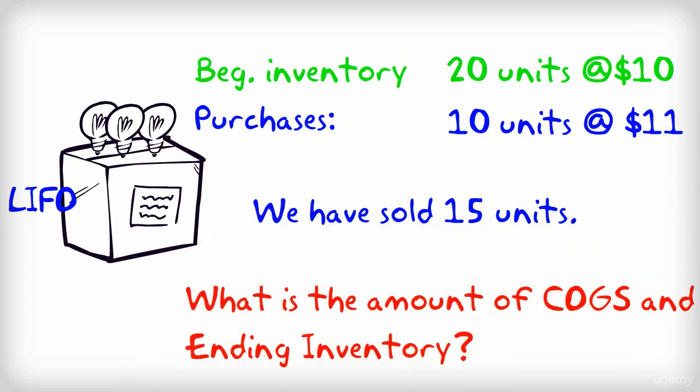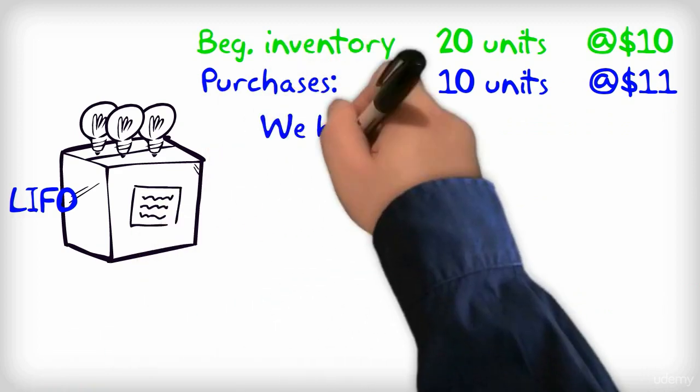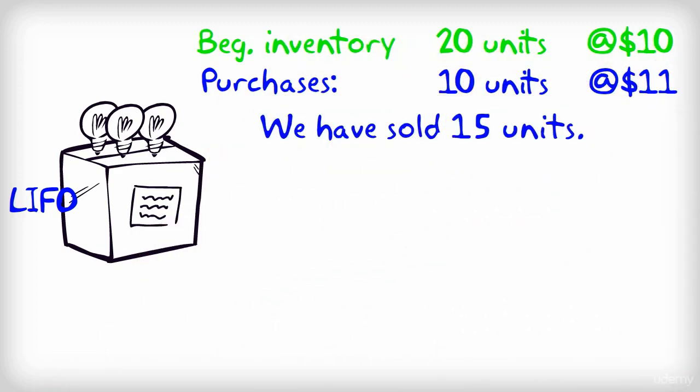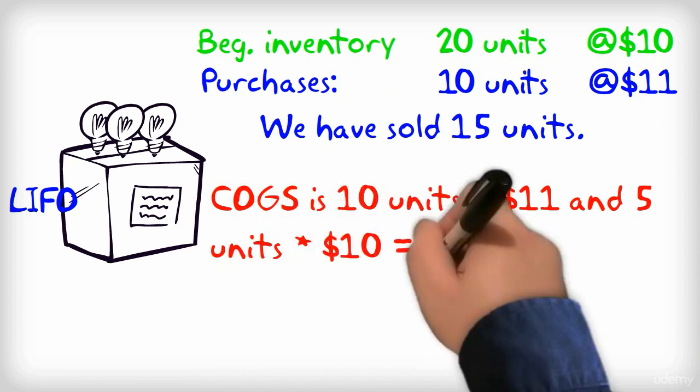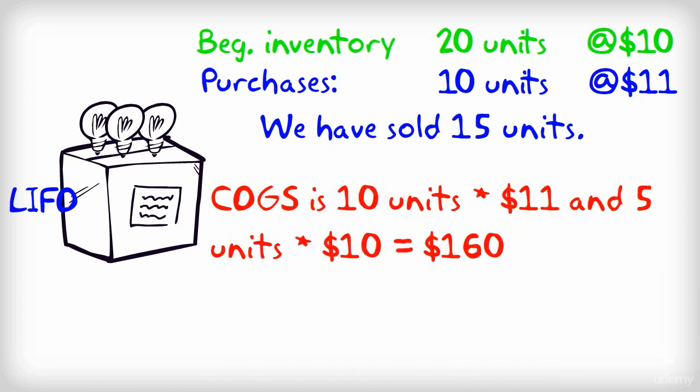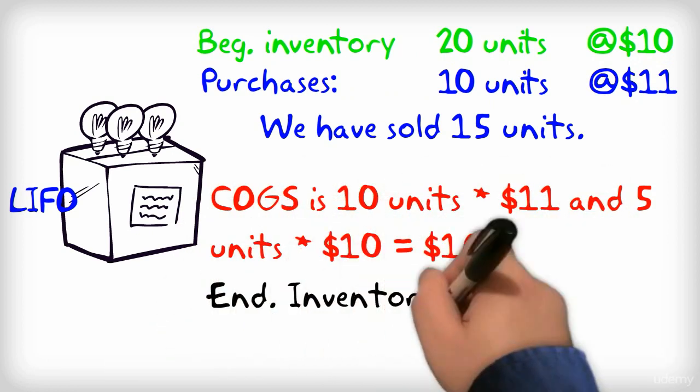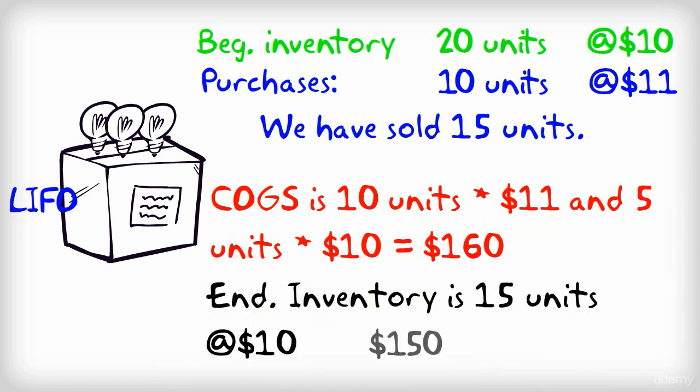So under LIFO, whatever we have bought last is the first to be sold. Since we have sold 15 units, that means we have sold 10 units at the price of 11. We bought these last, remember? And 5 units at the price of 10, for a total of 160. The ending inventory is what we have left. That is 15 units at the $10.